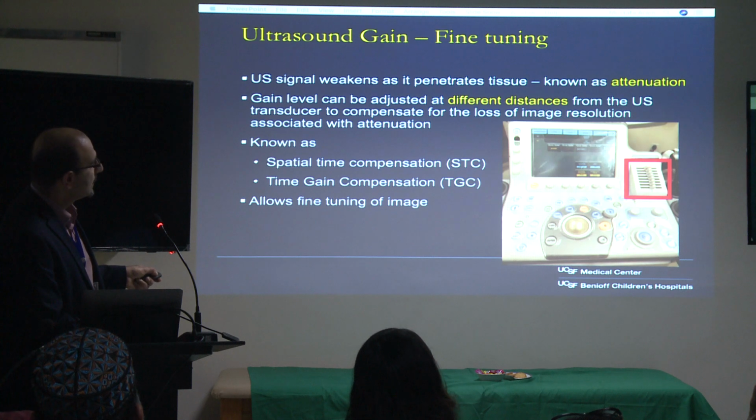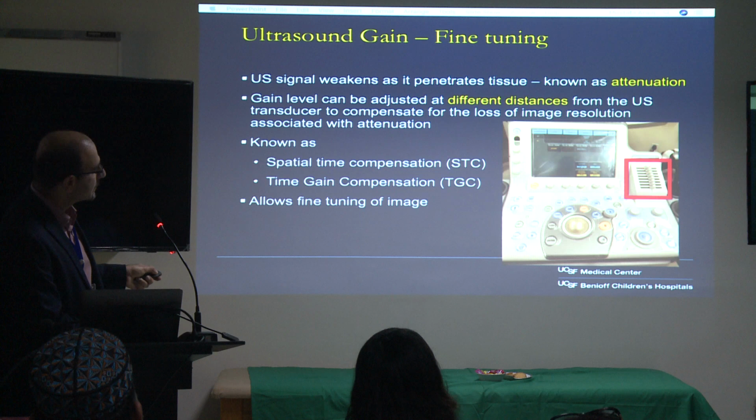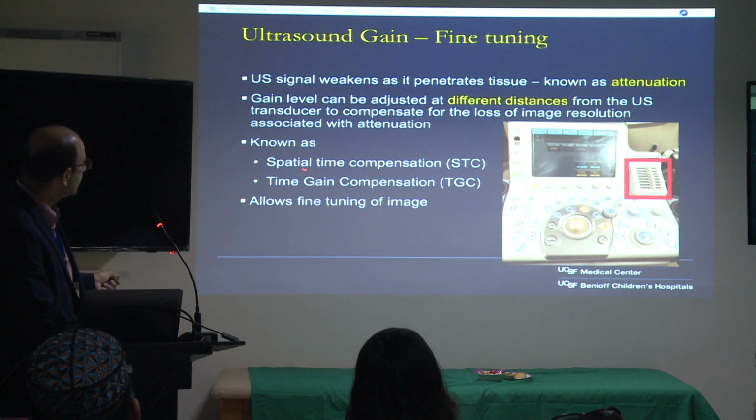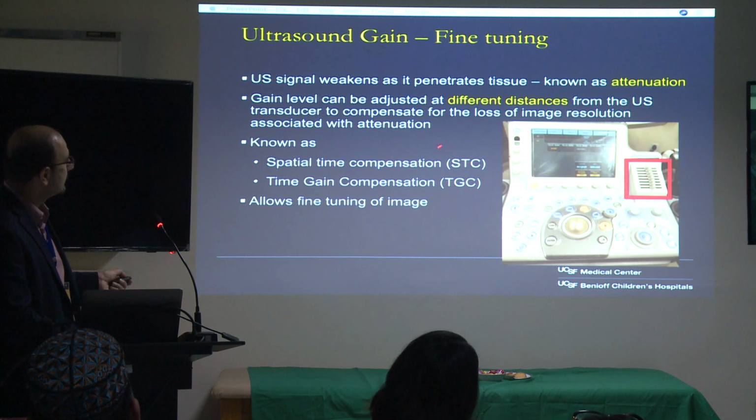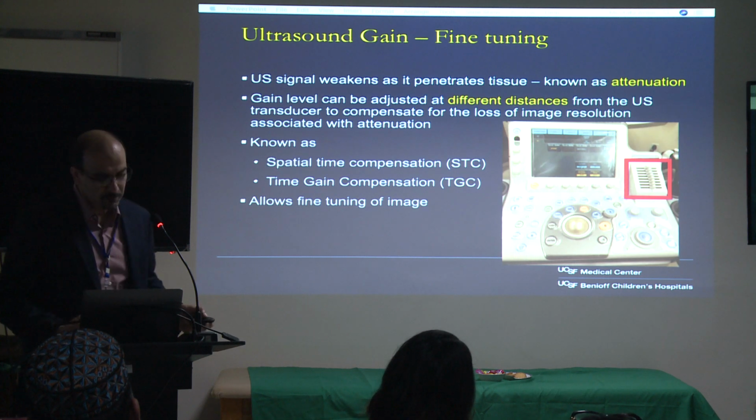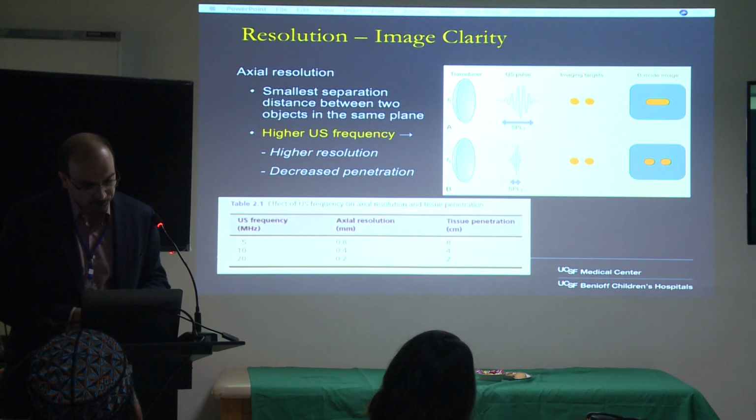Sometimes you want to keep the gain brighter closer to the probe, so you'll be towards the top end, and as you get away from the probe, it'll be towards the bottom end. And these have different terms based on the unit that you have. In the Olympus system, it's called the STC, spatial time compensation.